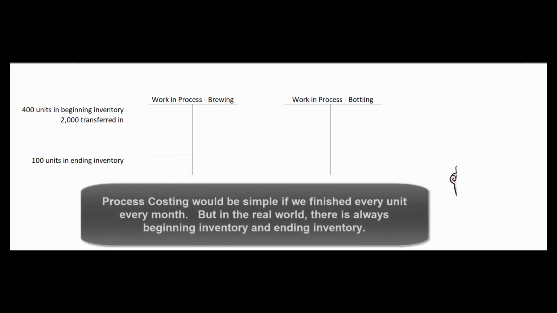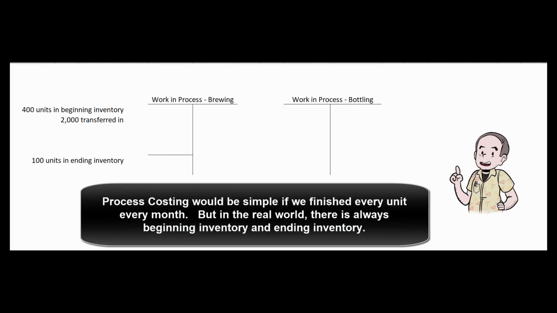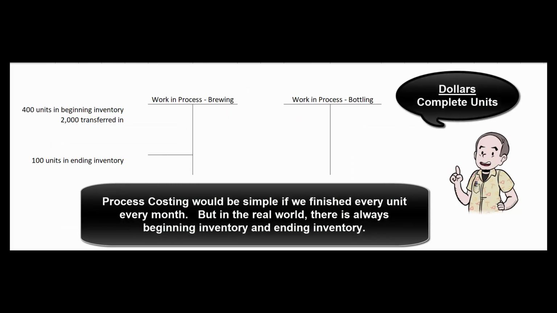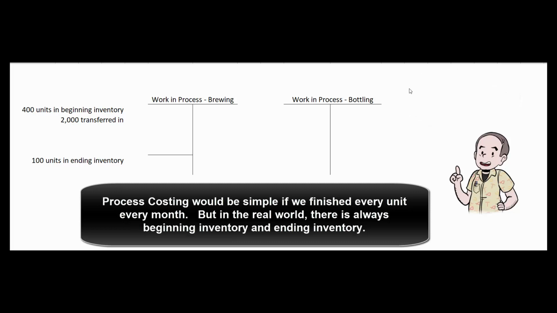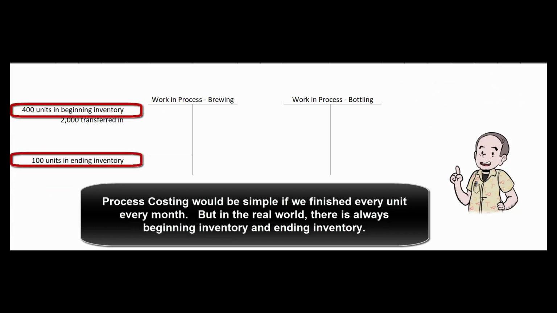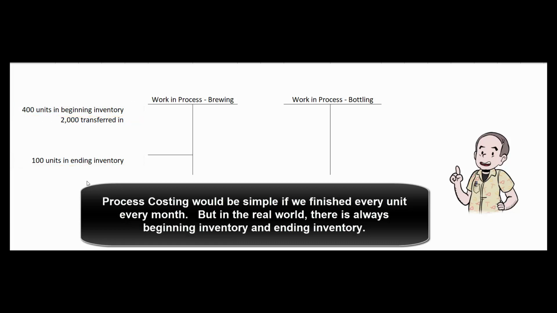Well, process costing would be super easy if we finished everything every month. We just take the total costs divided by the units we finished, and that would give us our cost per unit. But we don't finish everything every month. There's some beginning inventory and there's some ending inventory every month, and we have to account for the work that we did with those units.